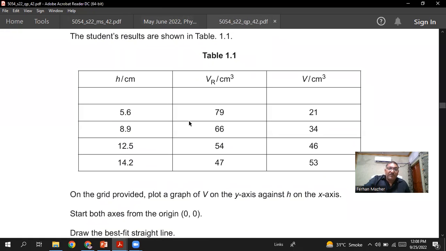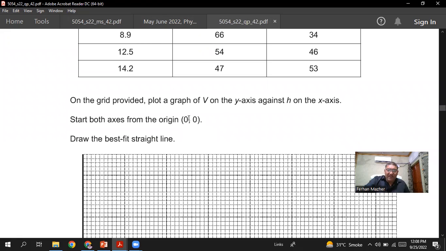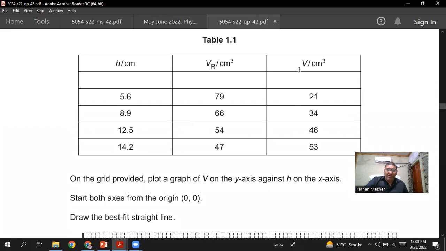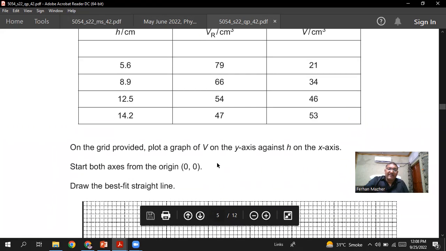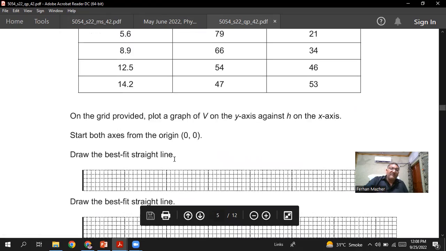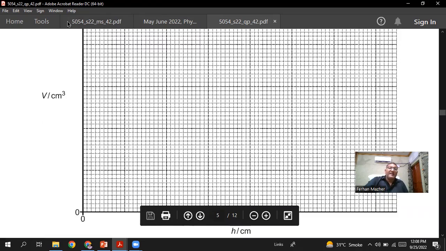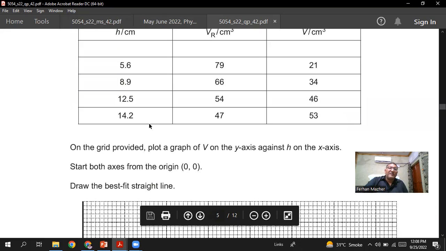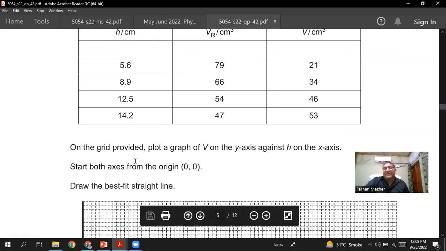So they say on the grid provided, plot a graph of the V. V will be on the y-axis, against H on the x-axis. These H values will be on the x-axis, and the V values will be here. If you look carefully, he says start both axes from the origin 0, 0. Draw the best fit straight line.